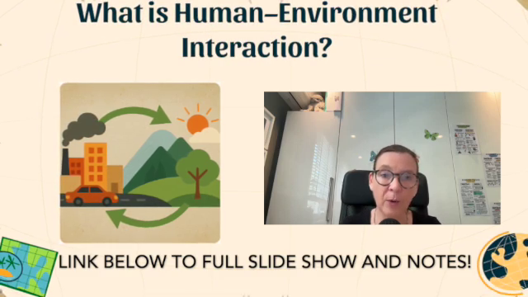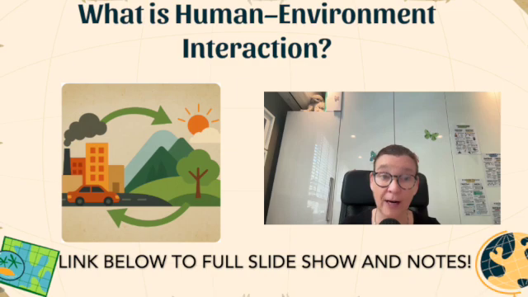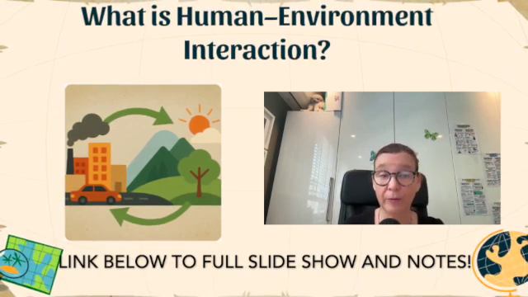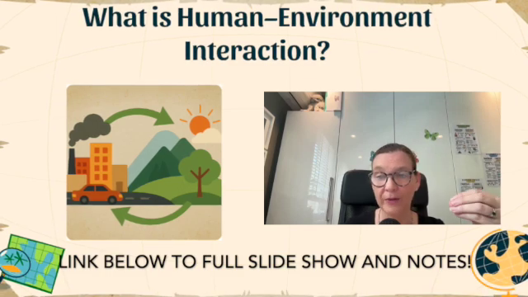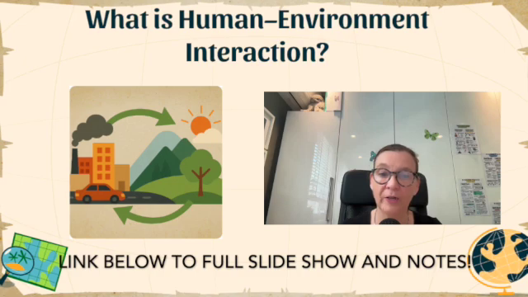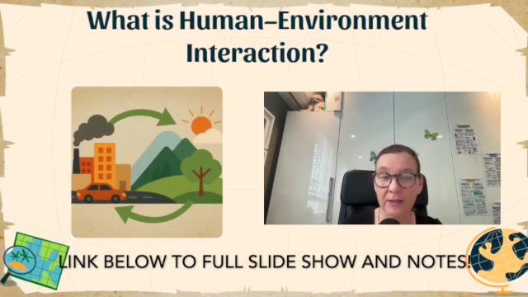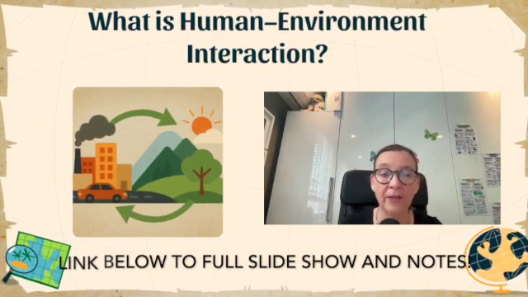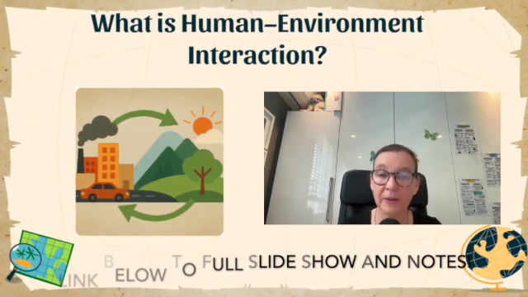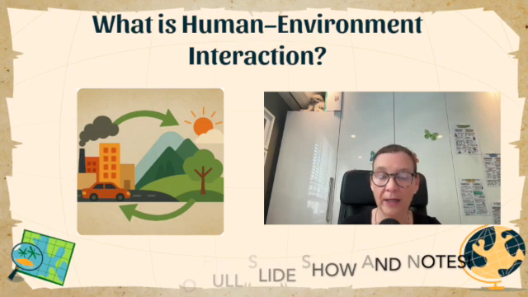There are three main ways geographers look at this interaction. First of all, depend. Humans rely on the environment for resources like water, food, and raw materials. Second, adapt. We adjust our lifestyles and technology to environmental conditions, like building houses on stilts in flood-prone areas. And third, modify. We actively change the environment to meet needs, such as building dams, clearing forests, or creating farmland.